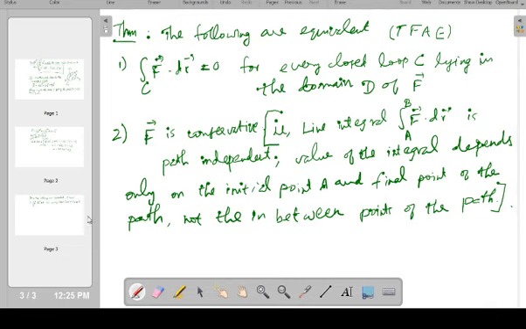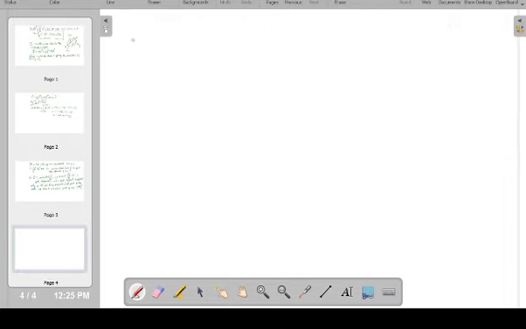Okay, so we shall prove this. The proof is so easy. So what is meant by the following are equivalent? It does not mean that both 1 and 2 hold. The thing is that if 1 holds, then 2 also holds. And conversely, if 2 holds, then 1 also should hold.